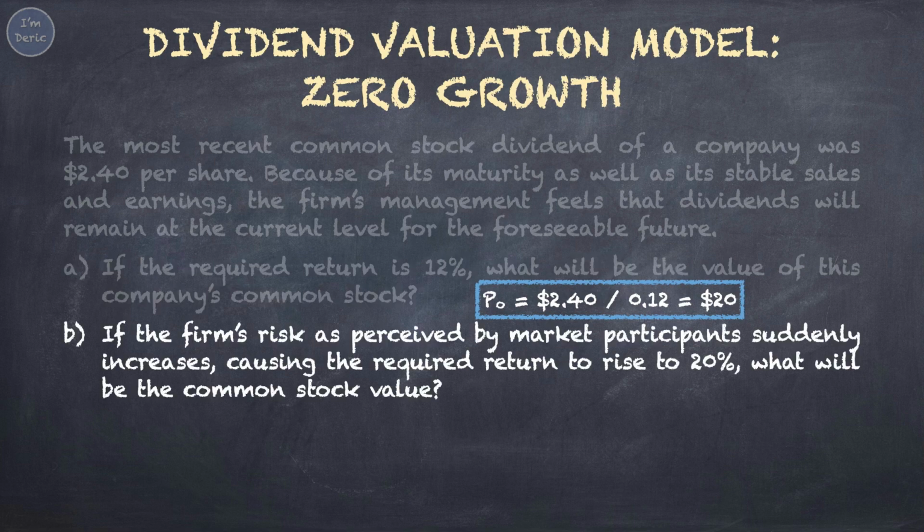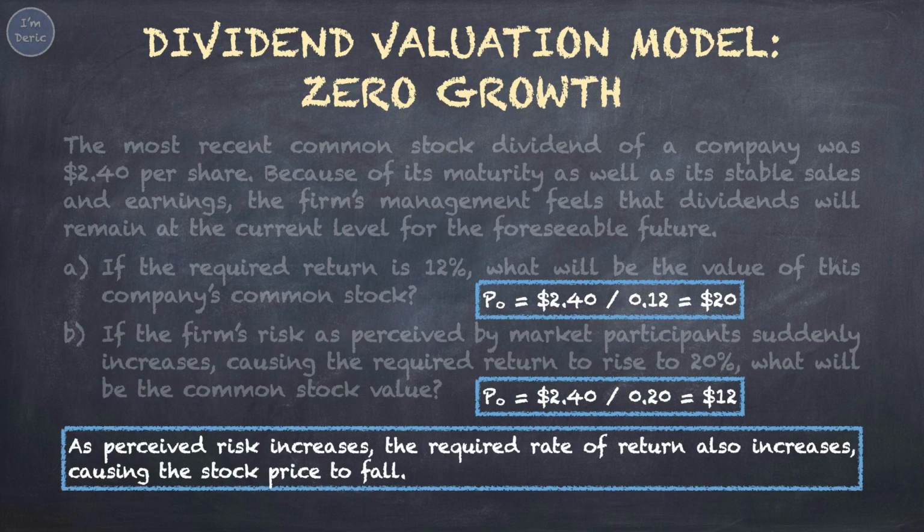If the firm's risk as perceived by market participants suddenly increases, causing the required return to rise to 20%, what will be the common stock value? For this part, by taking $2.40 over 0.20, you will get $12. This is the value of the stock. As the perceived risk increases, the required rate of return also increases, causing the stock price to fall.